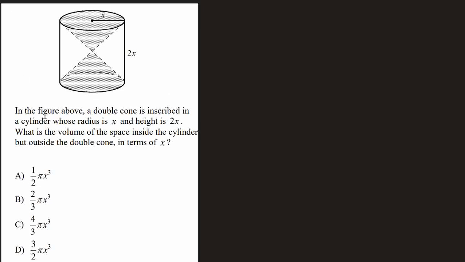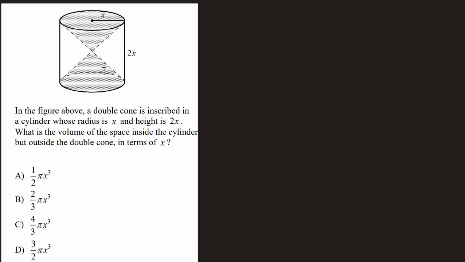Given a cylinder in the figure above, a double cone is inscribed in a cylinder whose radius is x and height is 2x. What is the volume of the space inside the cylinder but outside the double cone? It means this white area in terms of x. So of course we have to count the volume of the cylinder minus the volume of the two cones.